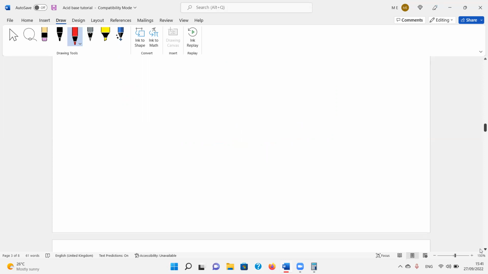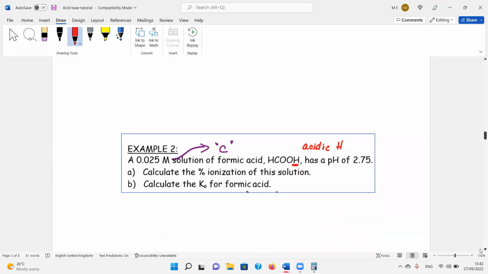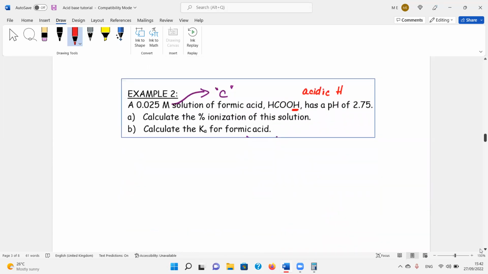The next question: you are given a solution of formic acid, and the concentration of the solution is 0.025, and the pH of the solution is 2.75. Calculate the percentage of ionization and calculate Ka of the formic acid. Since they are talking about Ka of formic acid, that means formic acid is a weak acid. So let's write down the information we have.